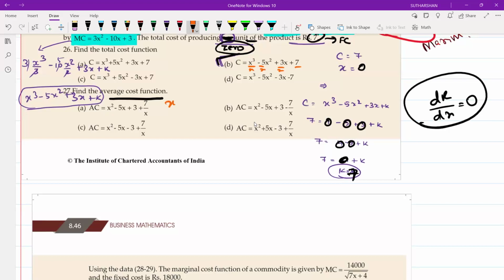That is nothing but x cube by x, it will become x square, minus 5x square divided by x, it will become minus 5x, plus 3x by x will become 3, plus 7 by x. Where does the option lie? Option A. So I will go with option A.